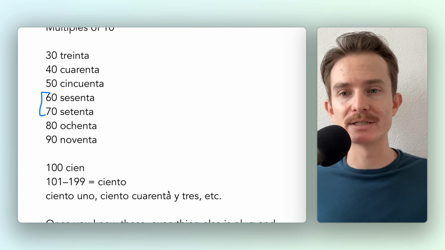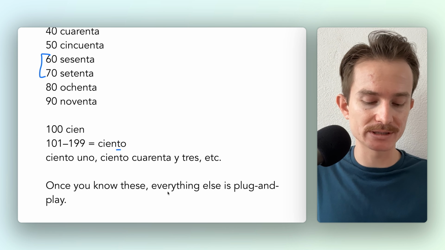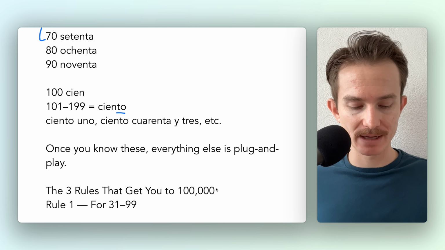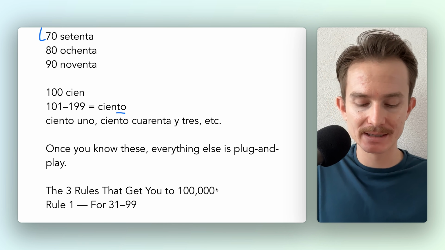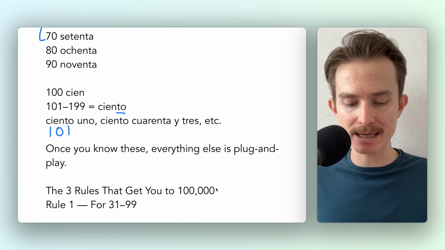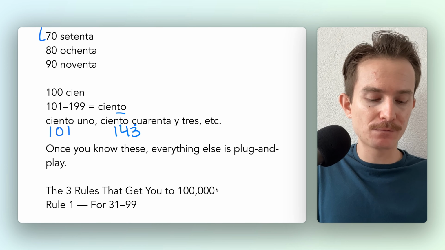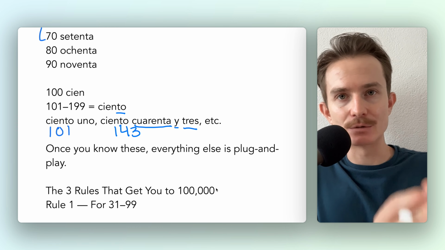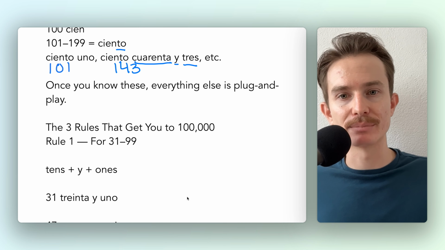Now we get to 100, which is cien, but from 101 to 199, instead of saying just cien, we're going to say ciento. Okay, so ciento. So, for example, 101, 143, etc. So, what would 101 be? Okay, 101 would just be ciento uno. What about 143? Okay, we have ciento cuarenta y tres. So notice how 40 is our base, and then we just had y and then tres. So that's why I say it's really just those bases that are playing together, okay? So once you know these, everything is plug and play, okay?